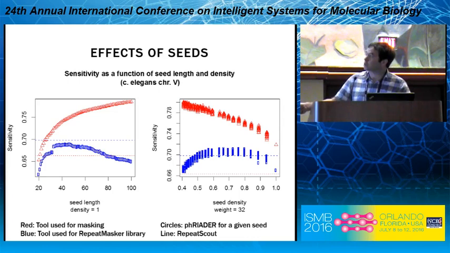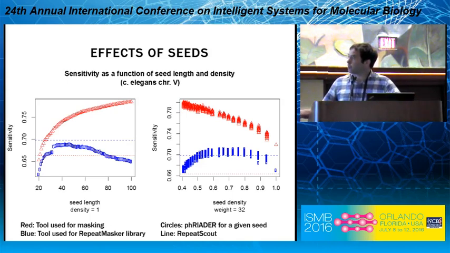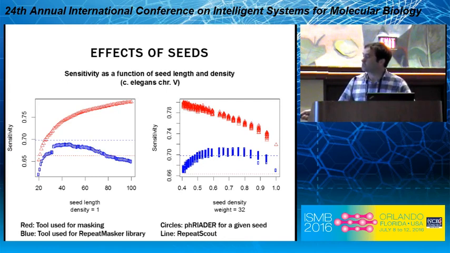This dotted line here shows how RepeatScout does. RepeatScout doesn't take a seed, so there's only one run. And clearly we're doing much better. However, for the actual transposable element identification for RepeatMasker, we don't do quite as well until we actually introduce our spaced seed. So we have this concept of density.